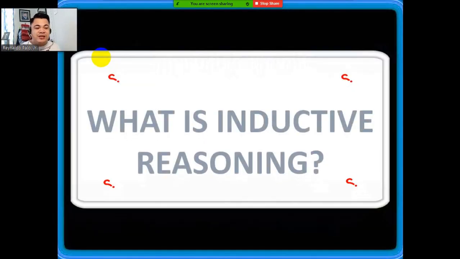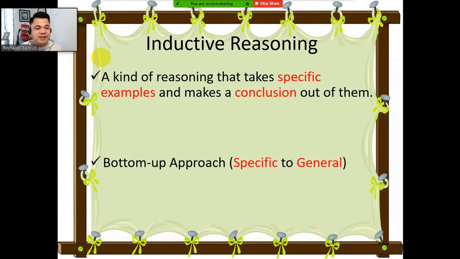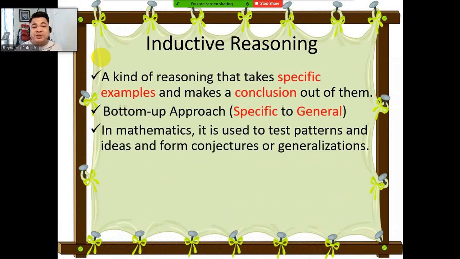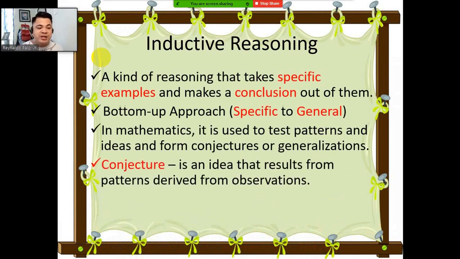So when we say inductive reasoning, class, it is a kind of reasoning that takes specific examples and makes a conclusion out of them. Alright, so it is what we call bottom-up approach. When we say bottom-up approach, we are taking specific situations to general. So based on the specific situations or statements, we will now generalize them into one which is applicable for all or sometimes not. Okay? So just take note of the definition: specific to general. In mathematics, it is used to test patterns, ideas, and form conjectures or generalizations.